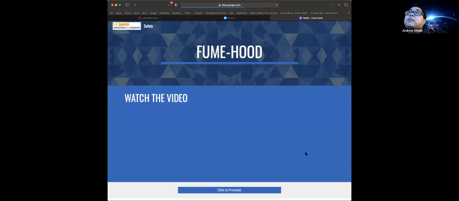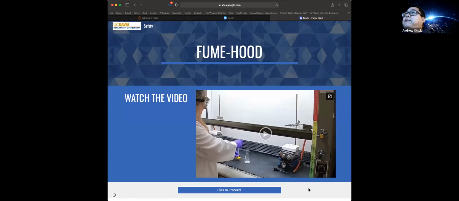Okay. All right, so let's talk about the FUME-HOOD. This is where you carry out all your chemistry experiments. If you took Gen Chem before last year, you probably were still working in the FUME-HOOD. But now these FUME-HOODs don't see any use nowadays. Let's get a summary of how they work. Okay, so let's watch this video.